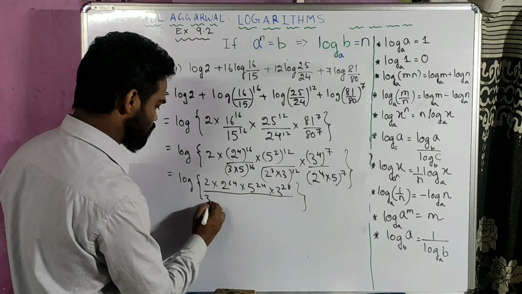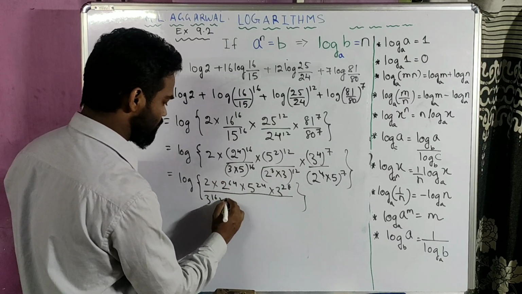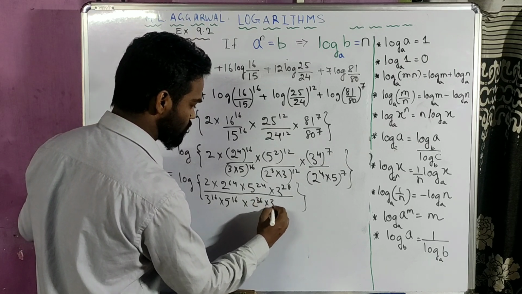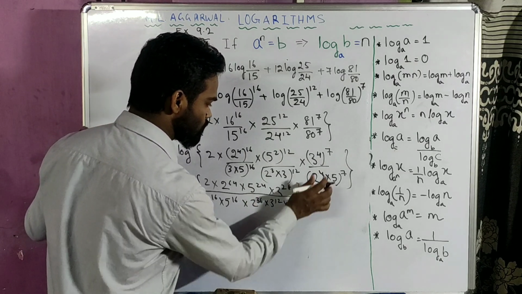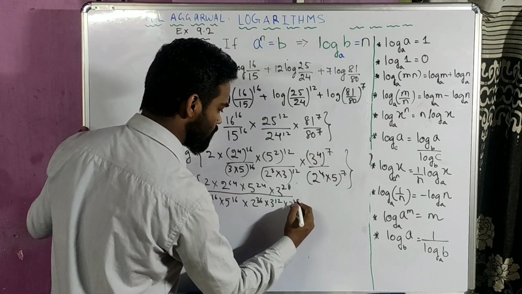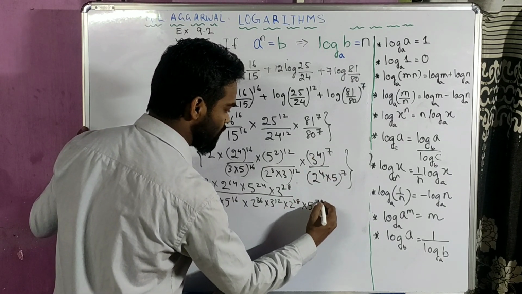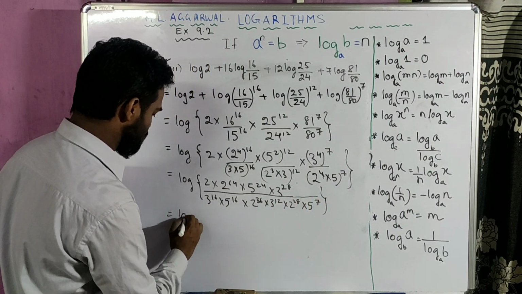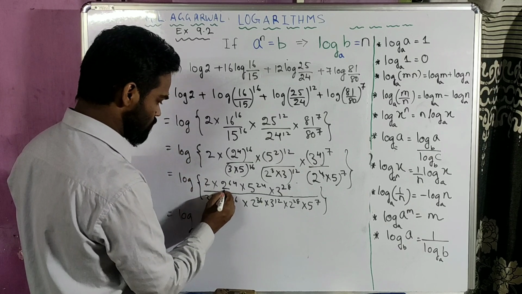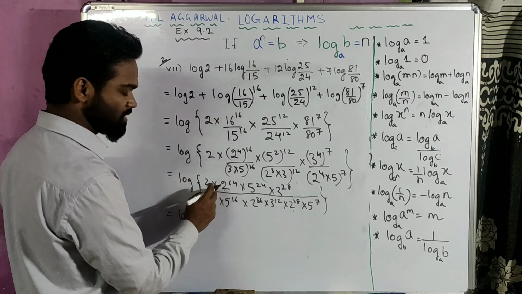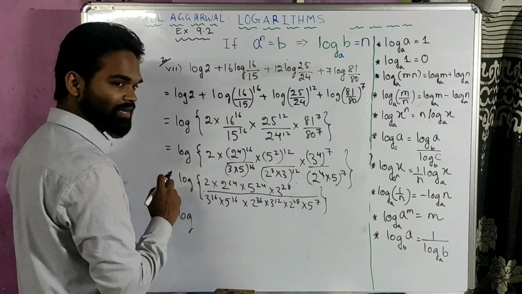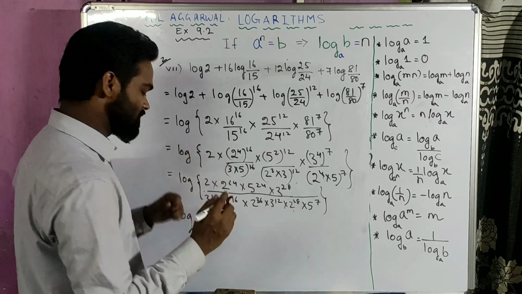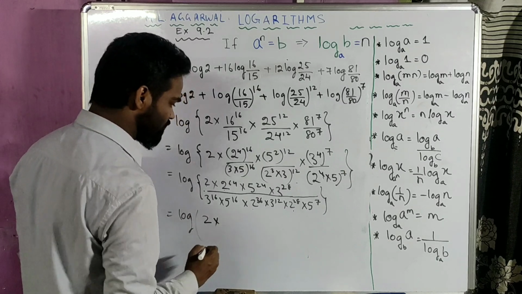We have 3 to the power 16, 5 to the power 16, 2 to the power 36, 3 to the power 12, 2 to the power 28, and 5 to the power 7. Okay? Now look carefully. Log. Now 2, 2, and 2, and 2 over here. Bases are same. We can add 64 plus 1, 65, and minus 36 and minus 28, which means 1 is left. So only 2 will be left.